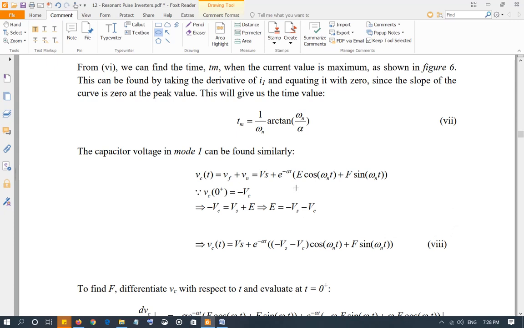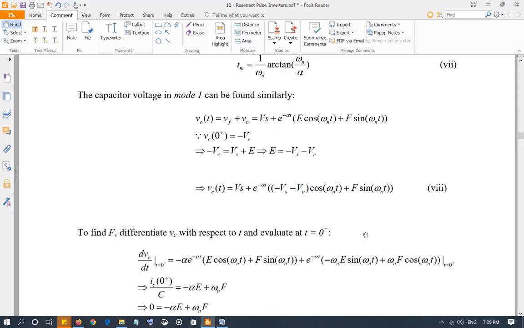So to find one of the variables E or F, first we're going to put the initial condition Vc0 positive, and Vc0 positive is negative Vc. So we plug this negative Vc over here. So negative Vc is equal to Vs plus E, because when you put t equal to 0 positive, of course cosine becomes 1, sine becomes 0. So this E is equal to negative Vs minus Vc.